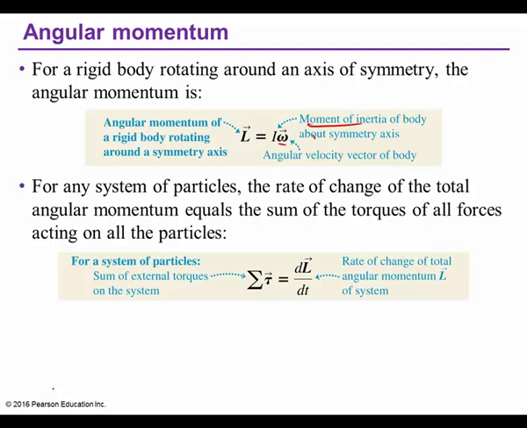And then, of course, if we're looking at a system of particles, and we're looking at all the torque, the sum of all the torques, and that's what that Greek letter sigma means, can be calculated by looking at the rate of change in the angular momentum. In other words, how much is angular momentum changing during a time interval? Of course, we know that's a differential equation there, isn't it?